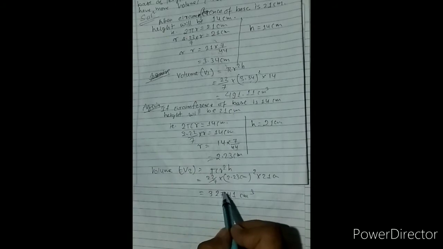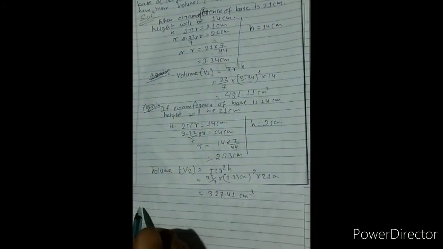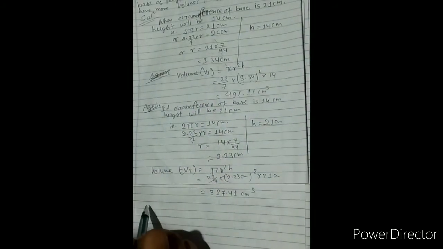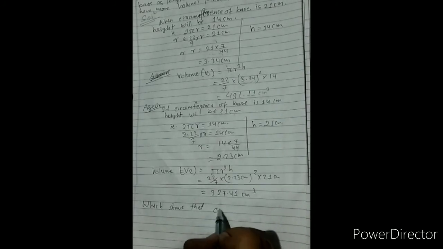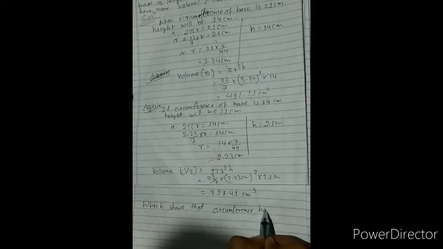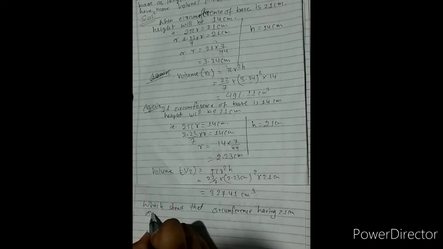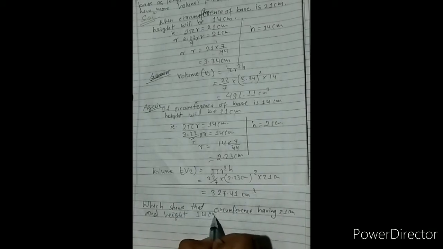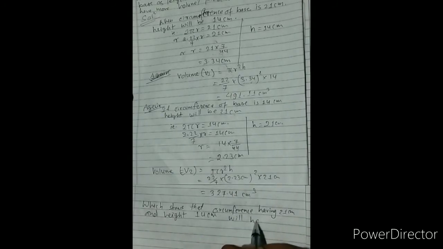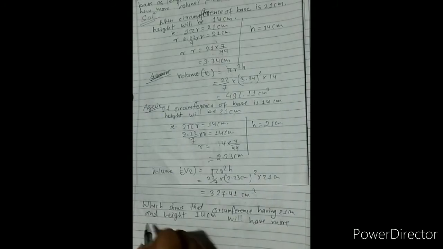This one or this one? In the first case, circumference having 21 centimeter and height 14 centimeter will have more room.